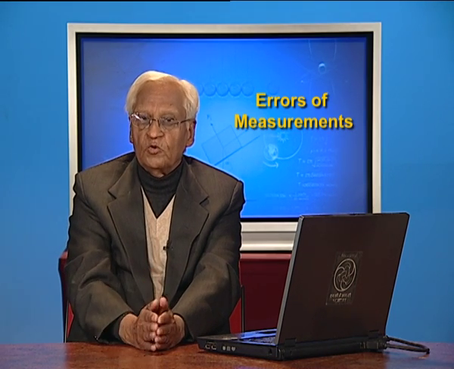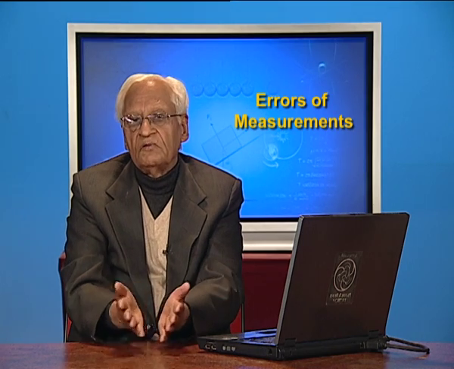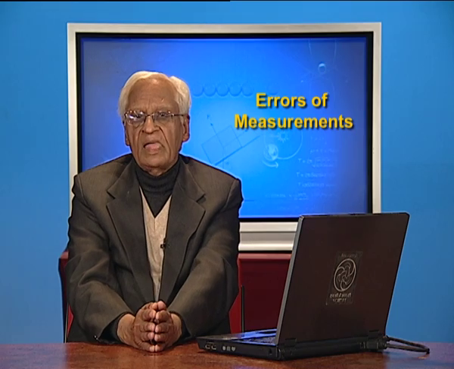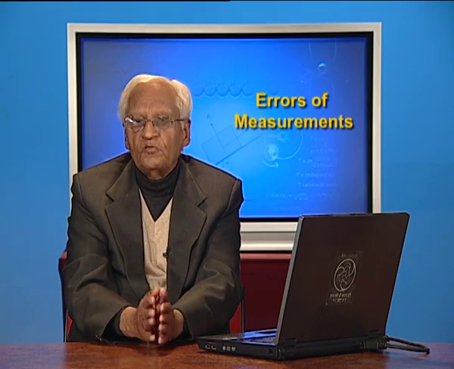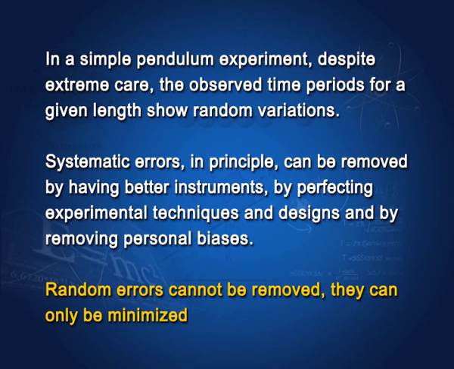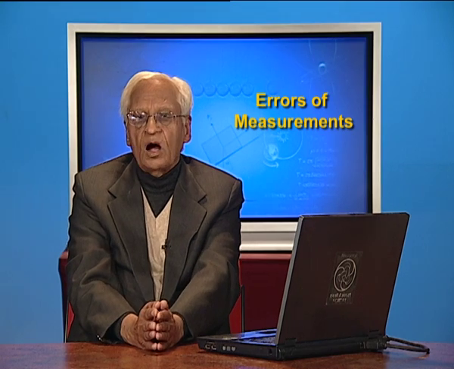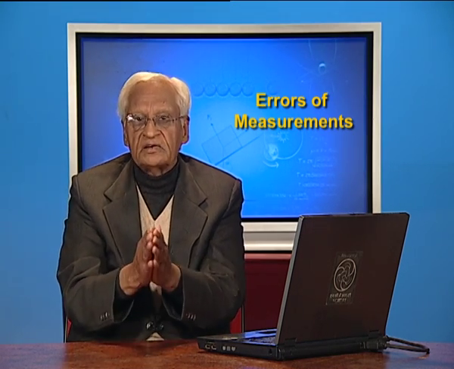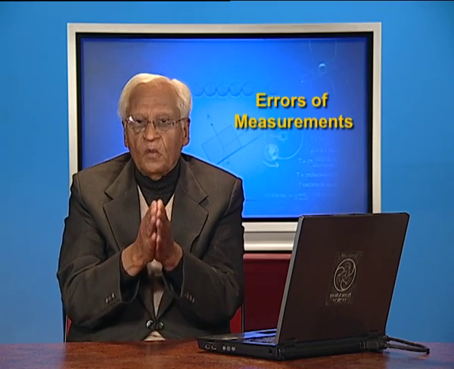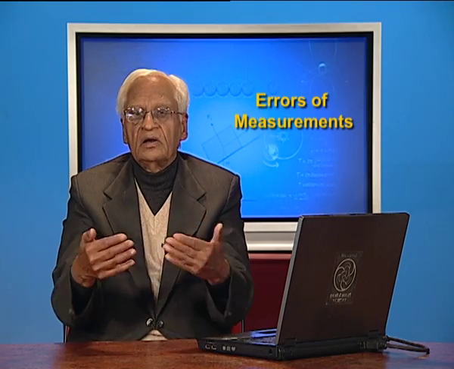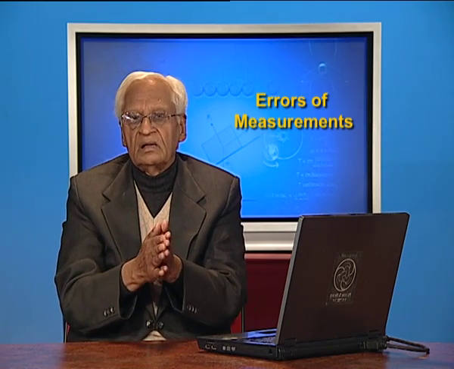Systematic errors can be removed if we have perfect instruments, perfect experimental techniques, and we remove our personal biases. Random errors, on the other hand, cannot be removed. They can only be minimized. Next time we shall see how we can deal with random errors, so that their effect is minimized on the observations that we take, on the results that we derive, and on the experimental physics.